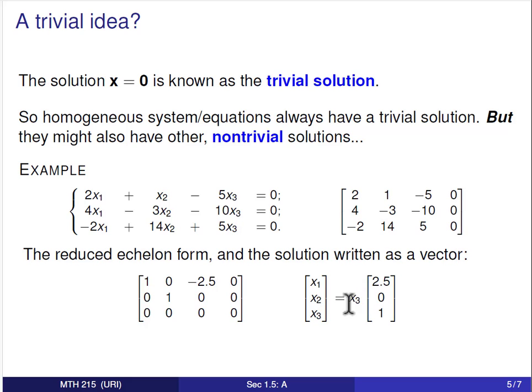I can factor the x3 out and just write that the solution set is the set of all scalar multiples of the vector (2.5, 0, 1). So there are infinitely many solutions. The 0 vector is a solution. If we let x3 equal 0, we'll get the 0 vector out. But we could let x3 be anything else. And when we do, not all of the entries will be 0. In fact, we'll get infinitely many non-trivial solutions.